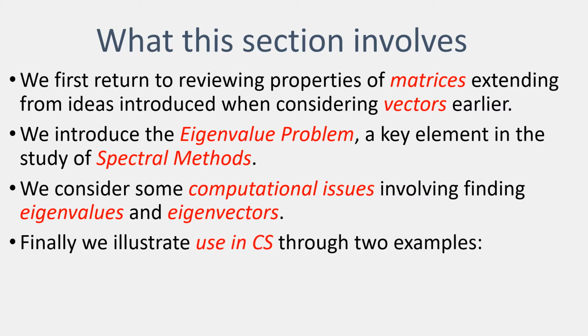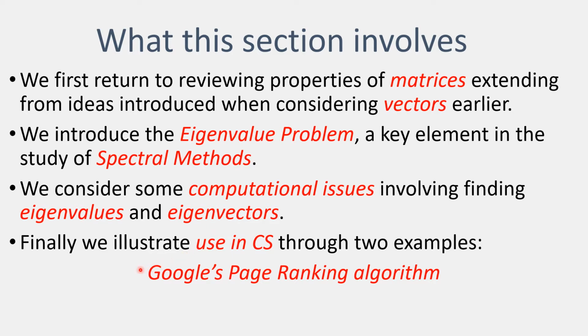Most importantly, I'm going to illustrate how we use these ideas in computer science. And I'm going to use 2 examples. One of the examples is in the use of spectral results in Google's PageRank search algorithm. The other method I'm going to talk about is in the use of spectral techniques for image compression.